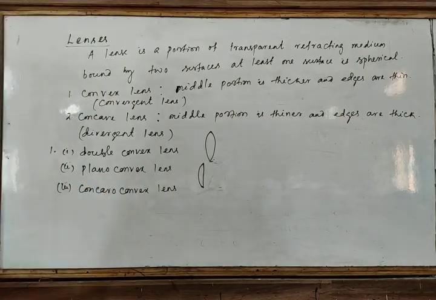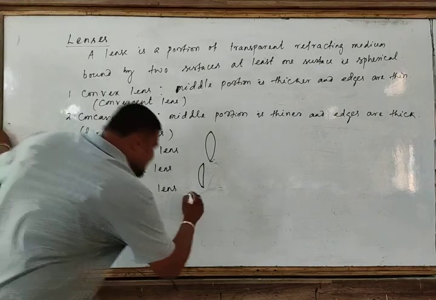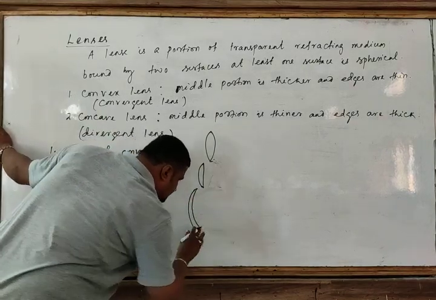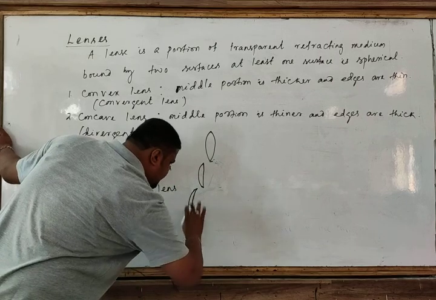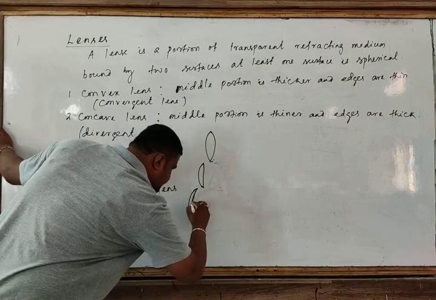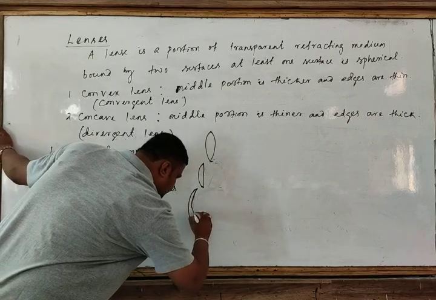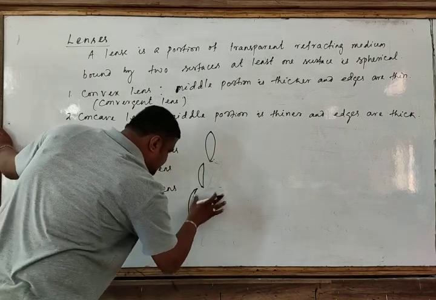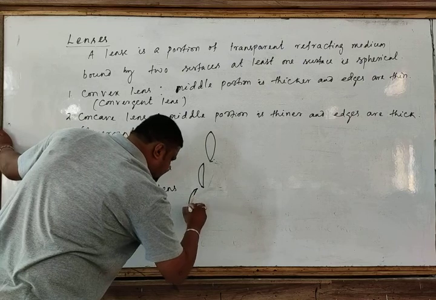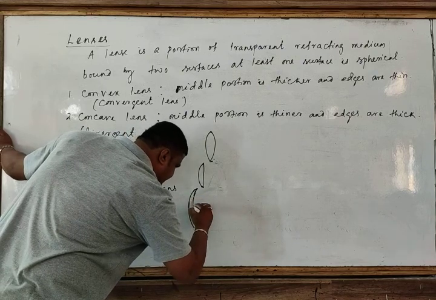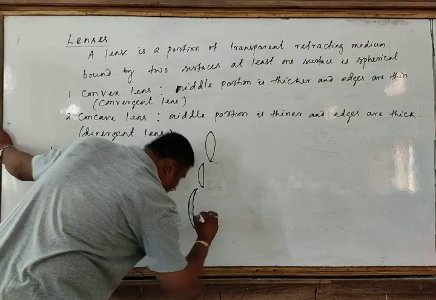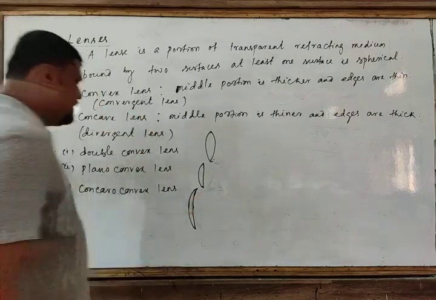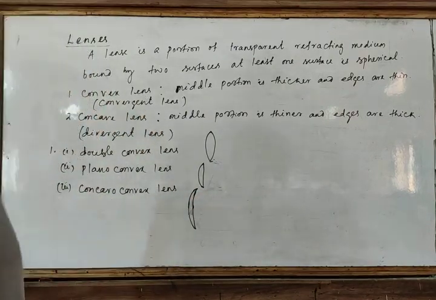Concavo convex lens is like this. The middle portion is thicker. We will make this thick, then this will be thicker, like this. The middle portion is thick.